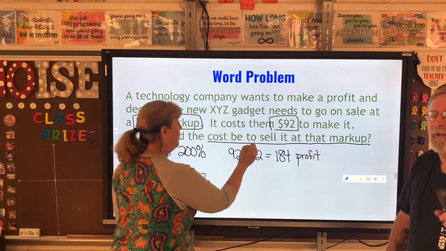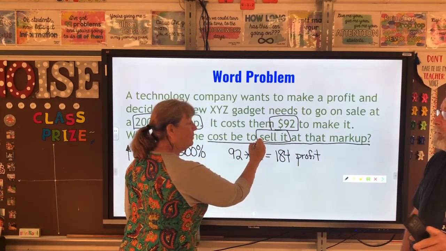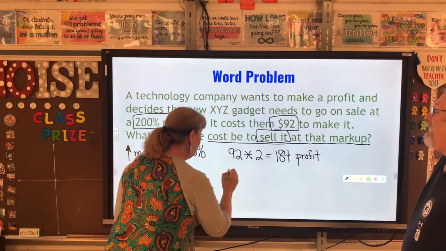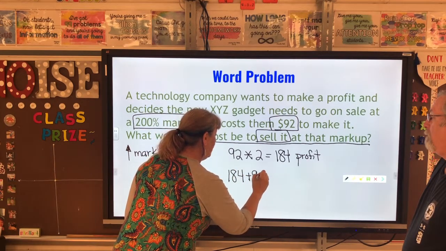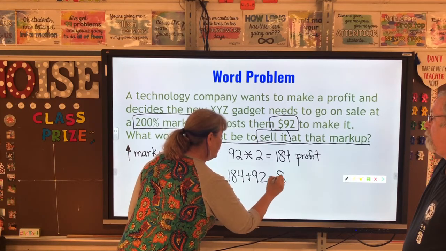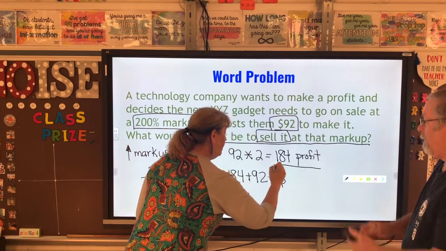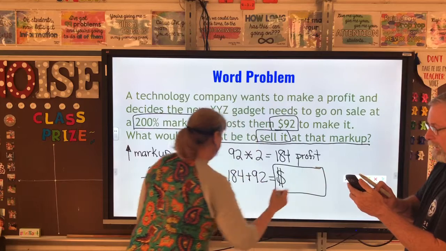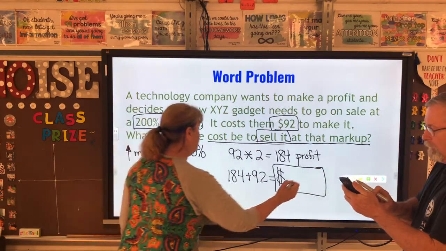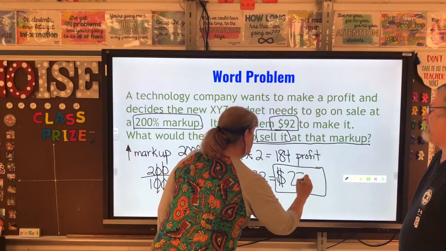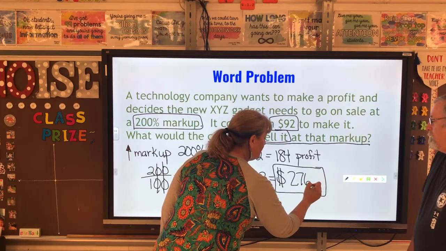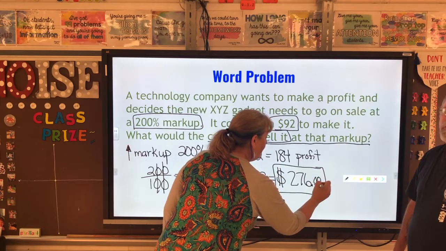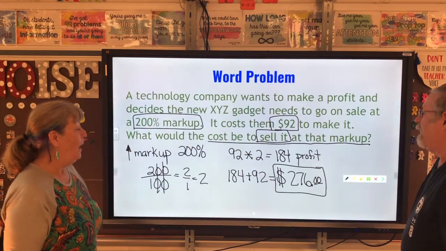Which means you still have to add back in what? The cost to make it. So you have to take one more step and go $184 plus $92 equals our answer. Could you put that in there? I sure can. 184 plus 92 equals 276. $276. And I don't have to put the decimal point in the 0.